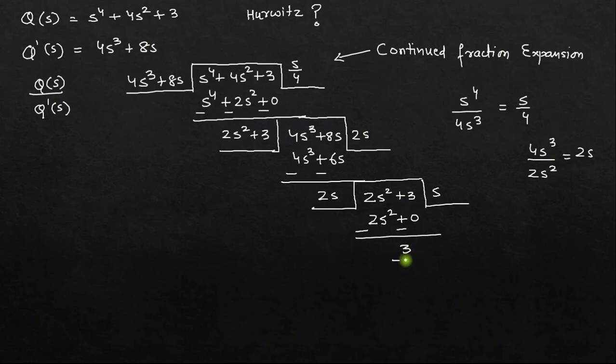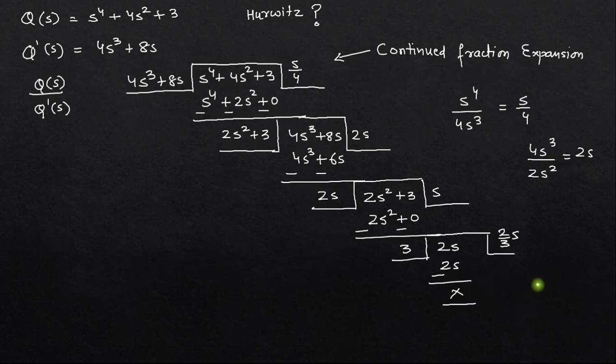Now this remainder will become my new divisor, and the old divisor will become my new dividend. That is, I write 2s here. To get 2s, I should multiply this with 2 by 3s. So I will get 2s, and after solving, changing the sign, I will get 0 as the remainder. That is, there is no remainder.